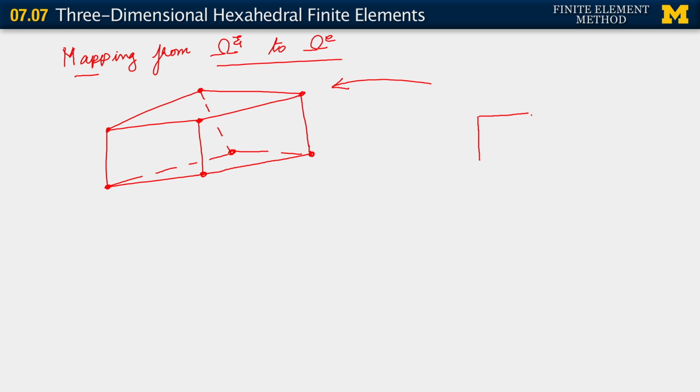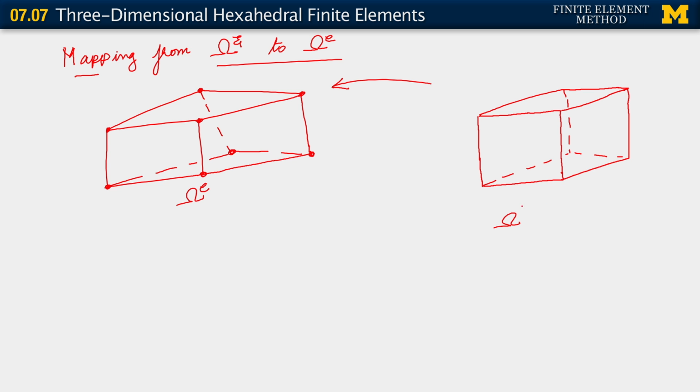So we have a nice cubic domain, a nice cubic structure in the parent domain here. Okay, so this is where we are constructing this element omega e from, right? And this is omega sub c.